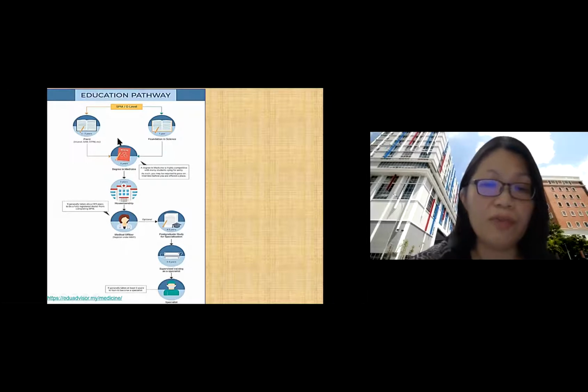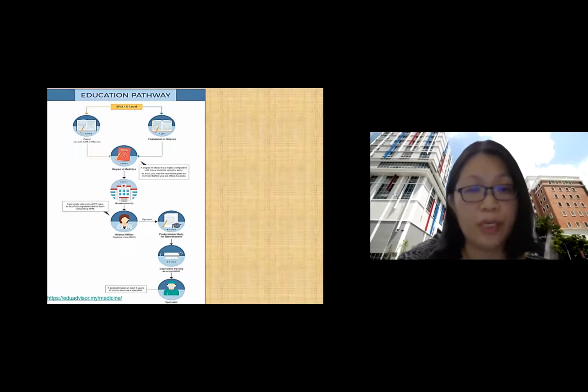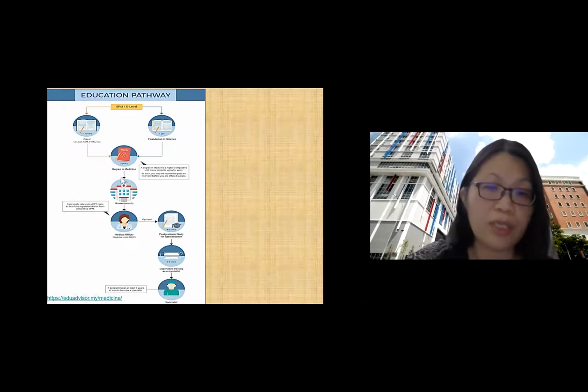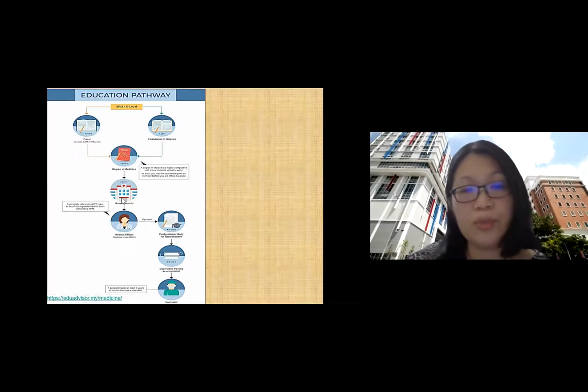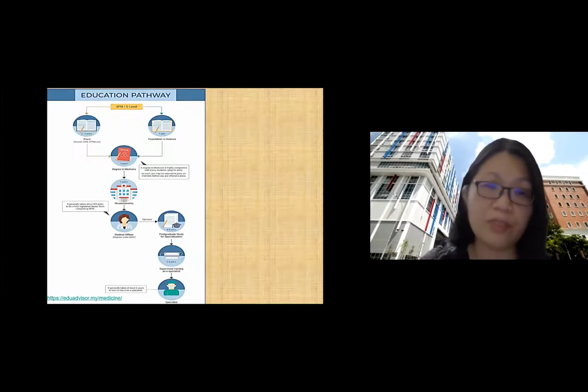So after the students finish a 5-year medical program, they are not yet a medical doctor, because they need to go through another training, housemanship training in the hospital. During this housemanship training, the medical graduates are required to undergo rotational attachment to different major departments, for example, surgery, paediatrics, and O&G.